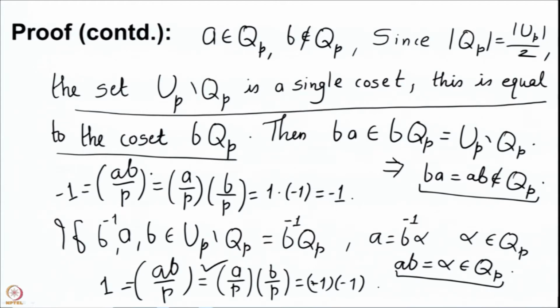So, we get equality in all the cases. Once again, what we have observed is only the following thing. P dividing AB is true if and only if P divides A or P divides B. So, (AB/P) can be 0 precisely when one of (A/P) and (B/P) is 0. If (A/P) and (B/P) are both non-zero, then (AB/P) cannot be 0. So, whenever P divides A or P divides B, we have the equality (AB/P) equal to (A/P) into (B/P).